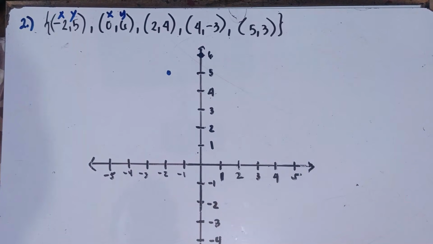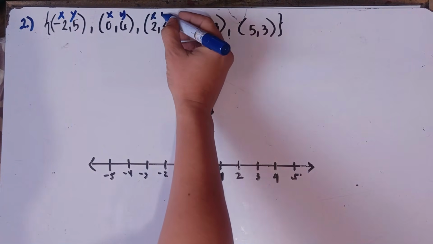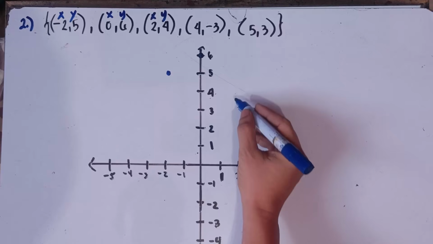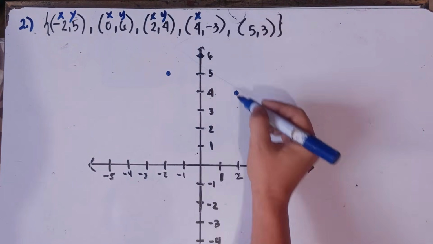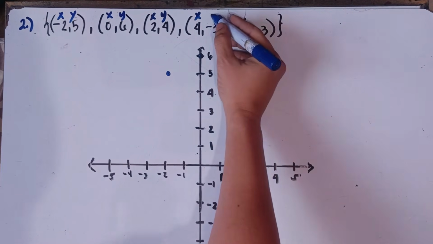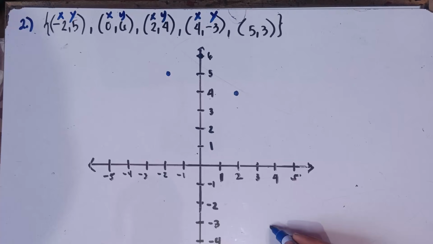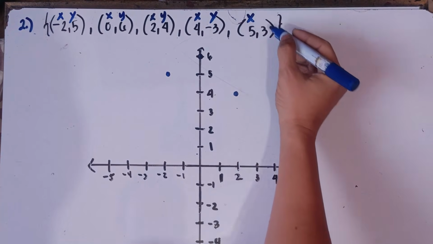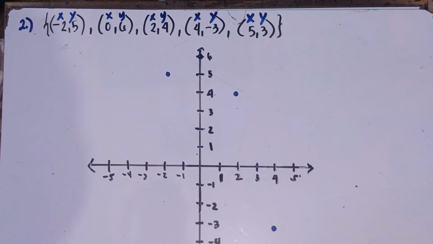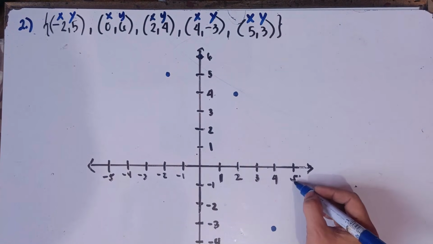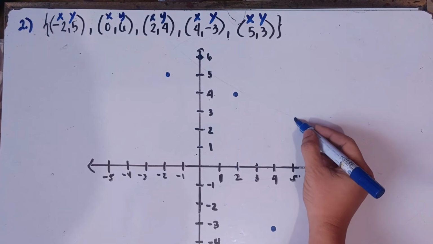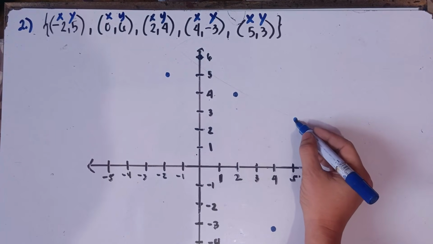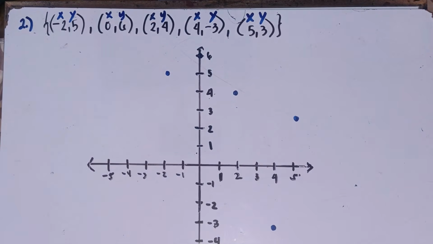Alright, the other one, we have 2 and then 4. X is positive 2, y is positive 4. 2 and then 4, this one right here. Alright, the other one, we have x is positive 4, and then y is negative 3. Positive 4 and then negative 3, this one right here. Last one, we have x positive 5 and then y is positive 3. This one right here. Alright, so these will be the points.